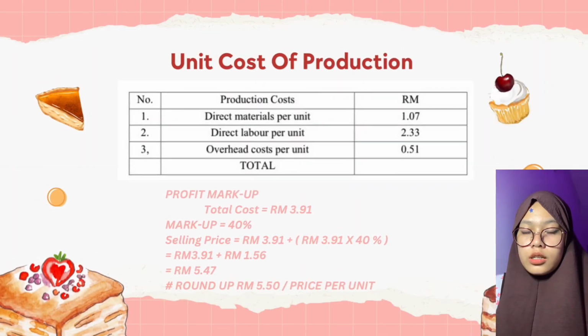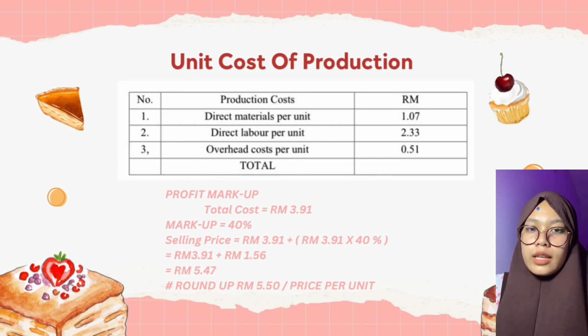Next is unit cost of production. Basically, you just sum up all the production cost, which is direct materials per unit, direct labor per unit, and overhead cost per unit. Then you will get the total cost, which is 3 ringgit and 91 cents.